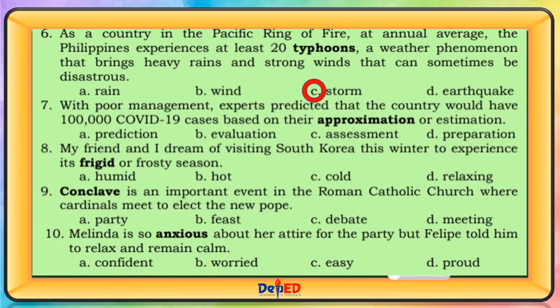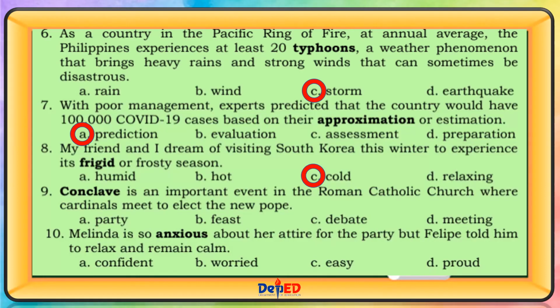With poor management, experts predicted that country would have 100,000 COVID-19 cases based on their approximation or estimation. The correct answer is A, prediction. My friends and I dream of visiting South Korea this winter to experience its frigid or frosty season. The correct answer is C, cold.